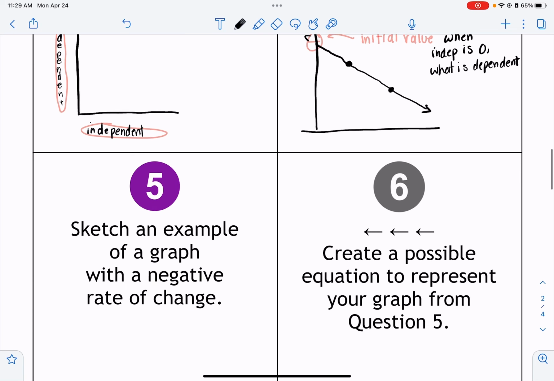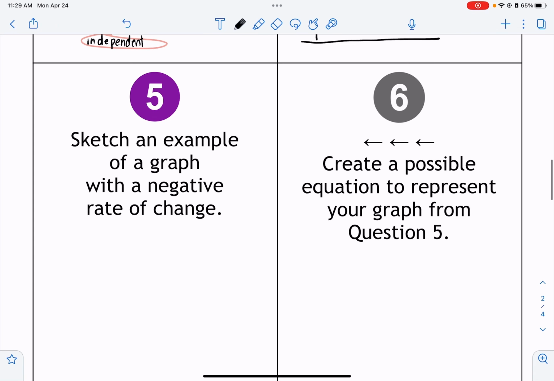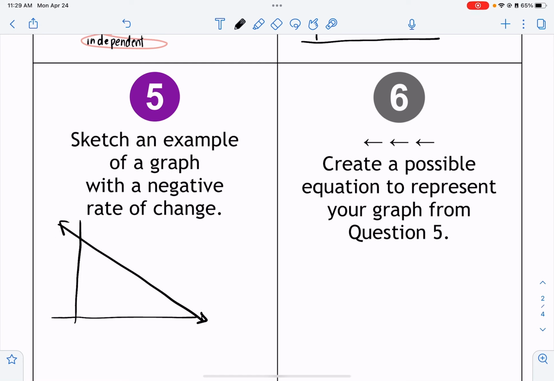Okay? Next up, sketch an example of a graph with a negative rate of change. The good news is that's what we have been doing the whole time. A negative rate of change will go down and to the right. So when we find the rise and run, the rise would be negative, the run would be positive, and a negative divided by a positive ends up being negative. So negatives will go down to the right.